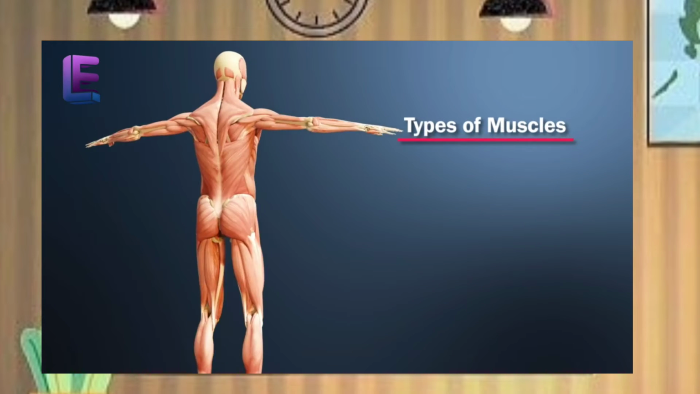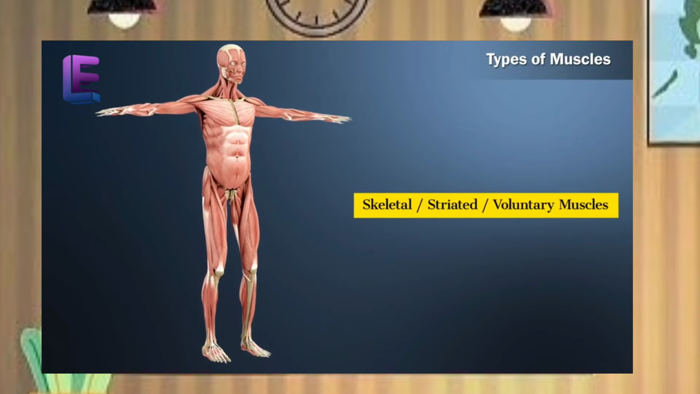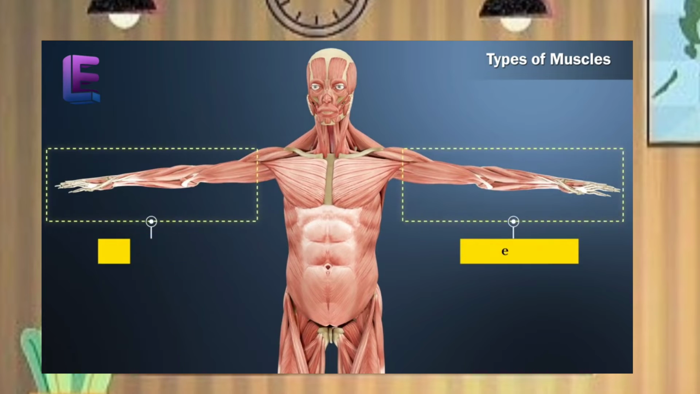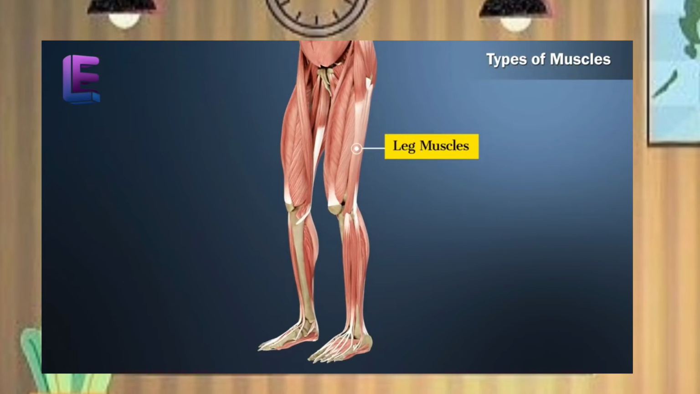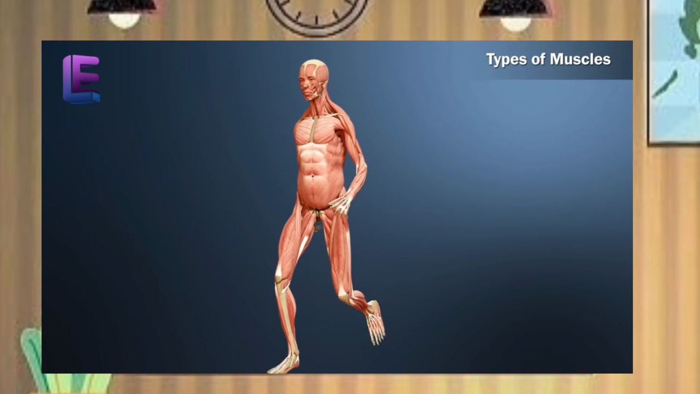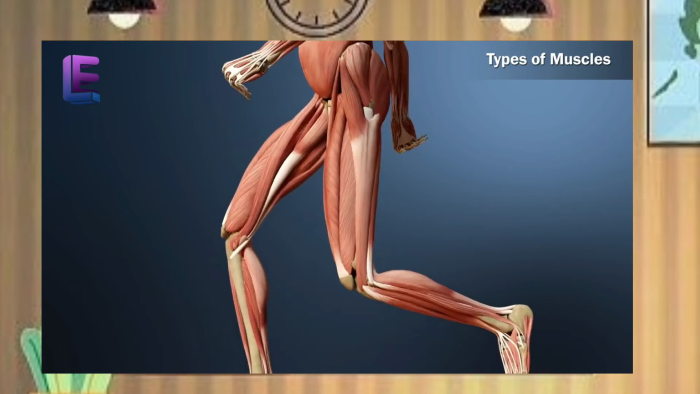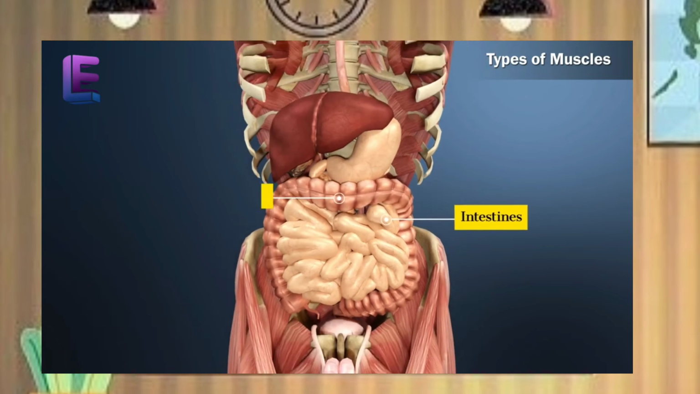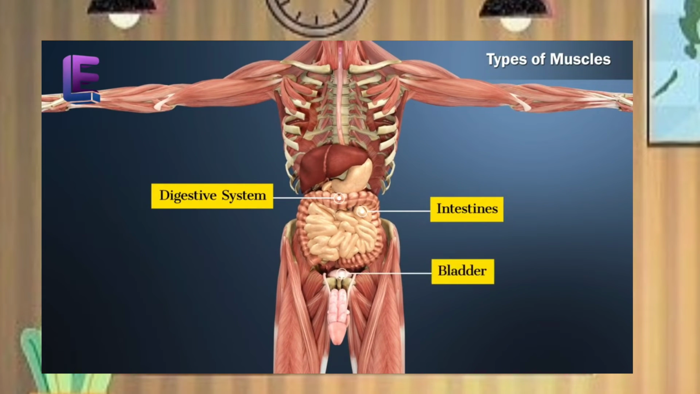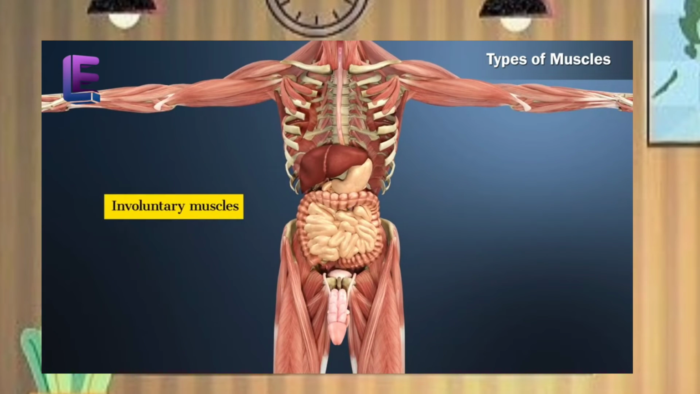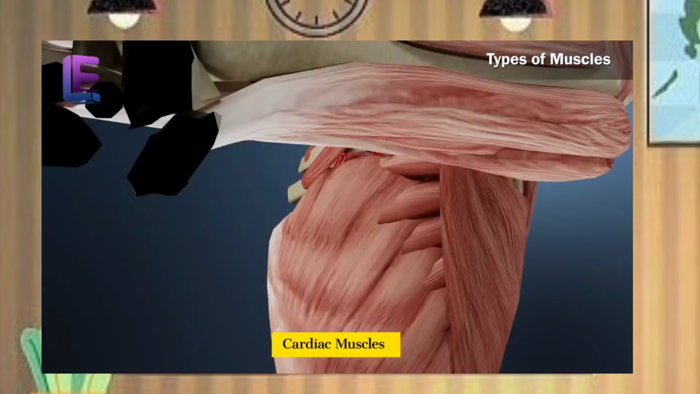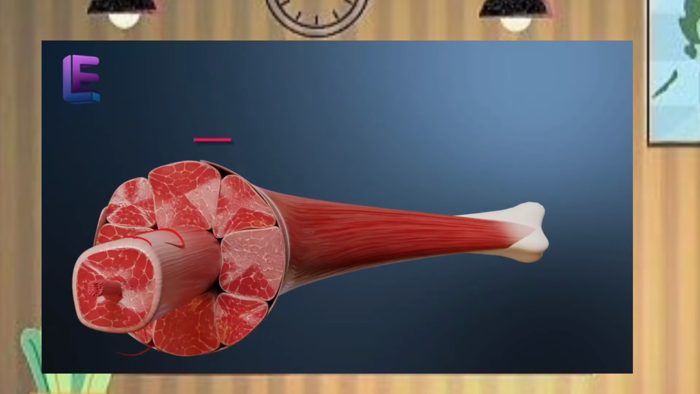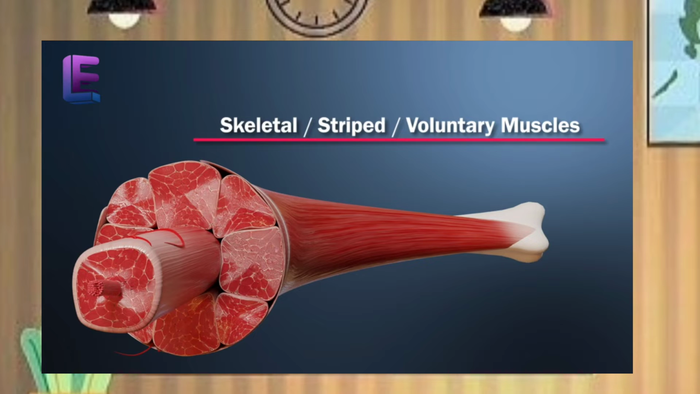Types of muscles: skeletal or striated or voluntary muscles. These are voluntary muscles present in the hands and legs. They are attached to the bone and help in movement. Smooth or unstriated or involuntary muscles. They are present in the intestines, digestive system, bladder and eyes. These are involuntary muscles. Cardiac muscles. These are present in the heart. Skeletal or striped or voluntary muscles.